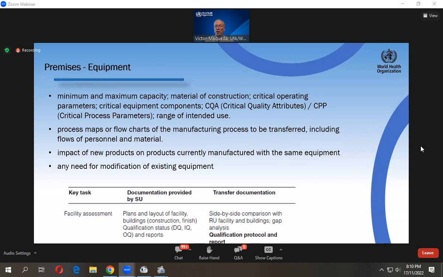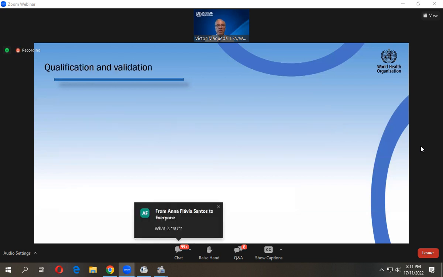Very important, the DQ, design qualification, to understand why they selected from the sending unit these pieces of equipment or trains established. Then, of course, we need the side-by-side comparison, the gap, the receiving unit to perform it, and of course the qualification protocol and report is critical. And again, these documents need to be controlled, and they need to be, of course, under data integrity requirements.